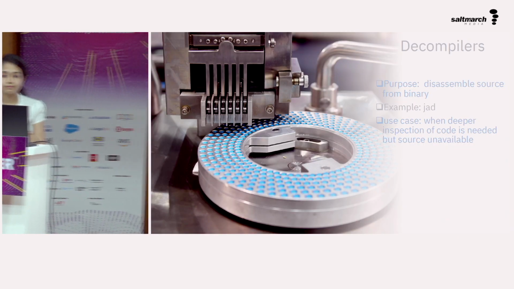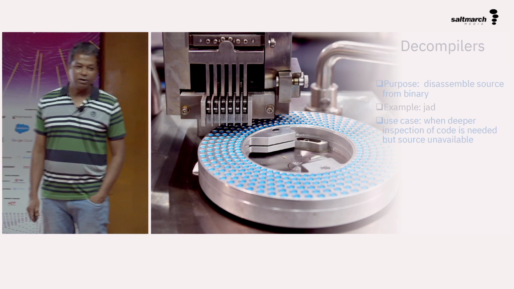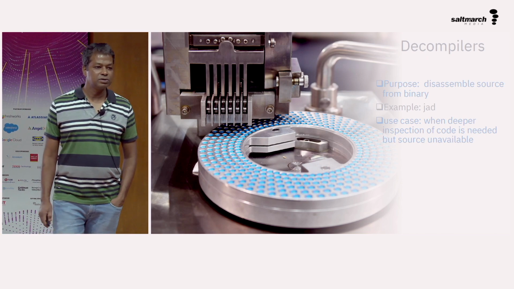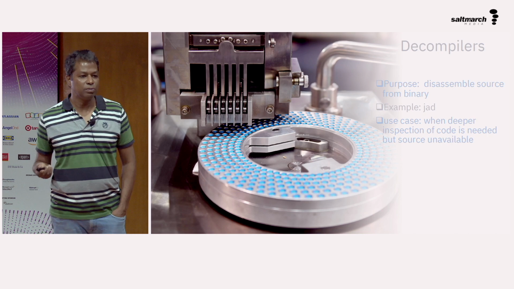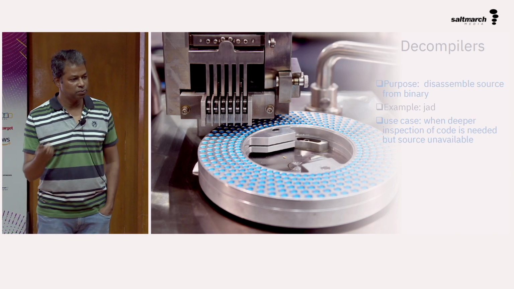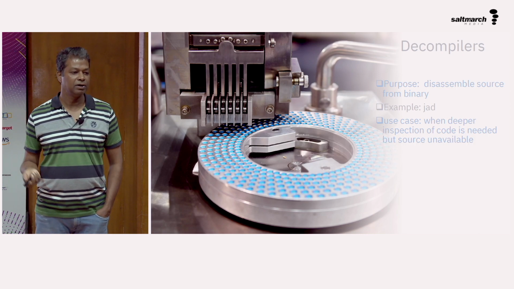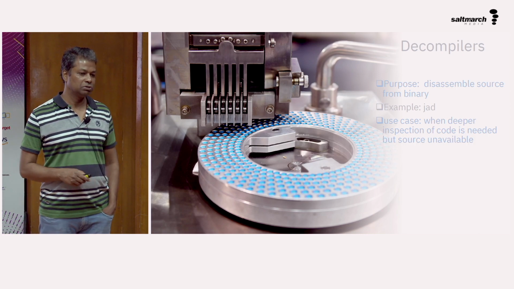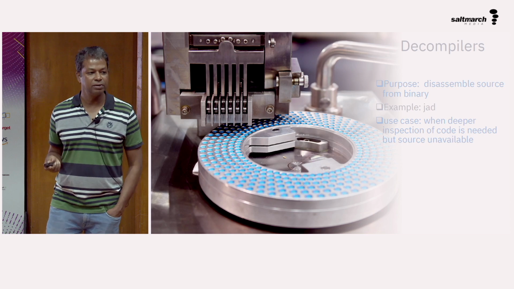Another one is decompilers. I think people will be familiar with this. Decompilers do the exact opposite of compilers. Compilers translate from source to binary, while a decompiler converts back to the source. The most common one is JAD, the Java decompiler.